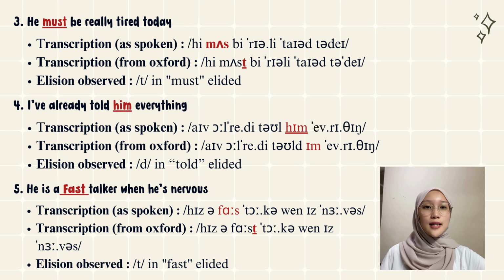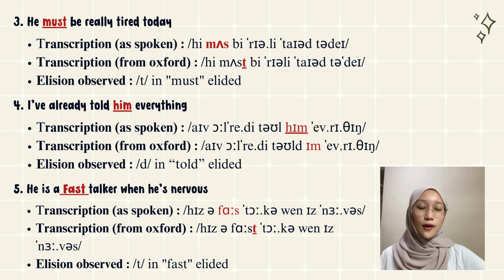The final sentence that we analyze in the second task is, "He is a fast talker when he's nervous." So now let's hear how the participants read the sentence. He is a fast talker when he's nervous.